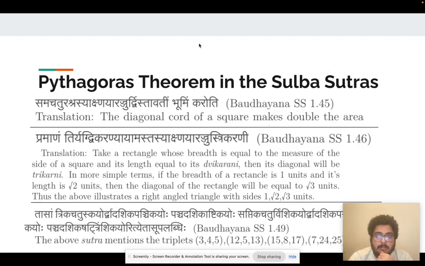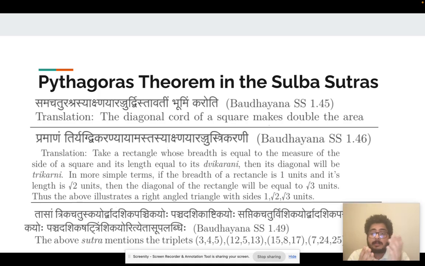So let us say you have a square and you have its diagonal. The diagonal is the same as root 2 L. Now you make another square which has this diagonal as its side. That will have the side length of root 2 L. So the area of this will be root 2 L square, which is 2L square. So what the sutra wants to say is that the diagonal chord of a square makes double the area. Or if this is L, this is L, then this is root 2 L. This is what the sutra basically says.